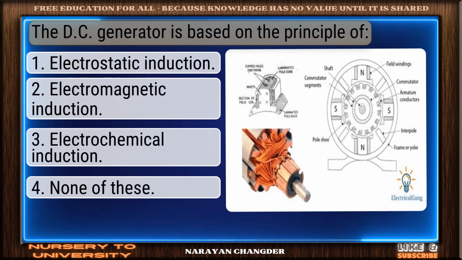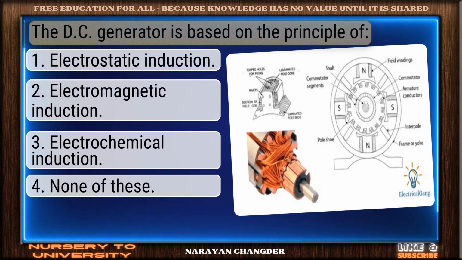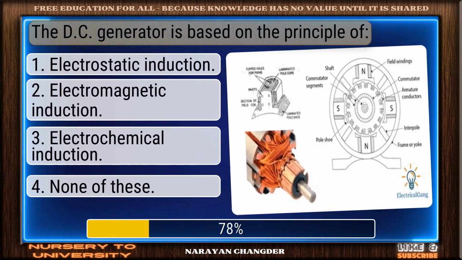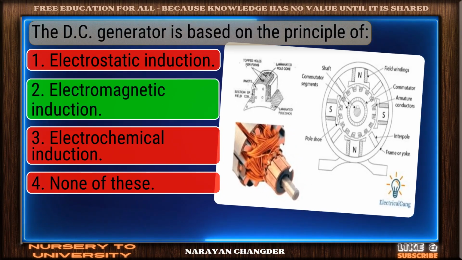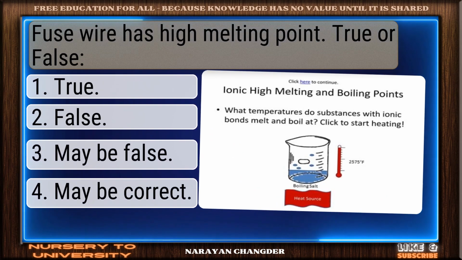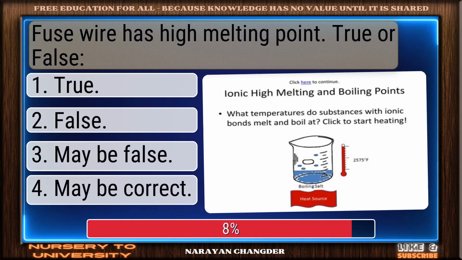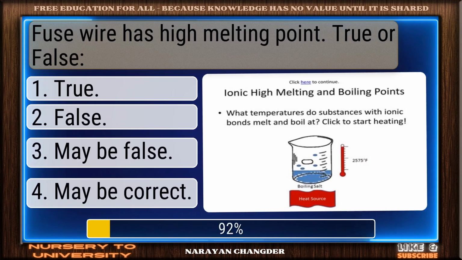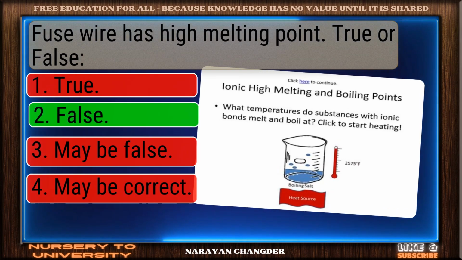Question number 68. The DC generator is based on the principle of. Nicely done. Electromagnetic induction is a solid answer. Question number 69. Fuse wire has high melting point. True or false? Good job. Your answer false works well here.